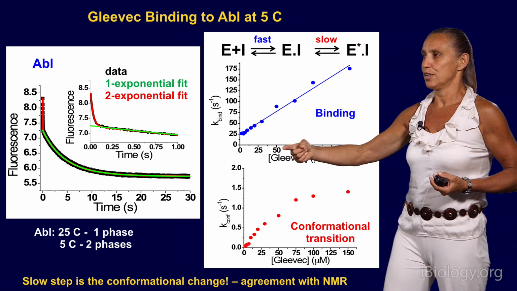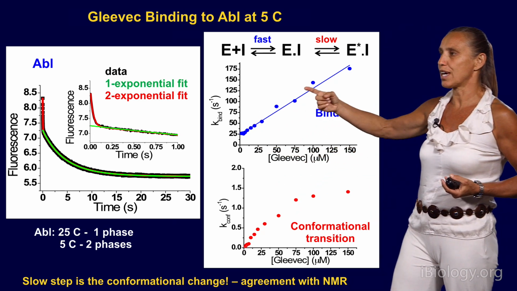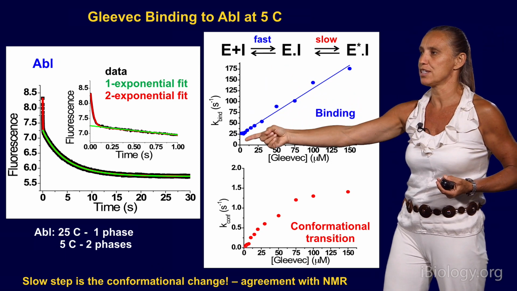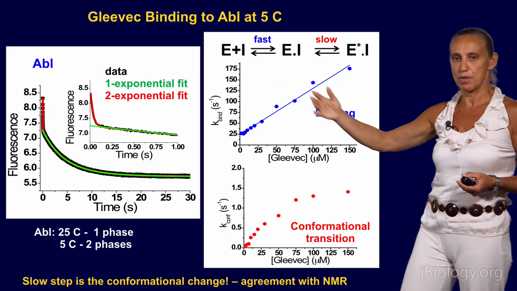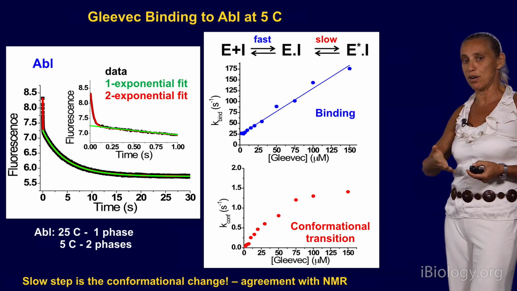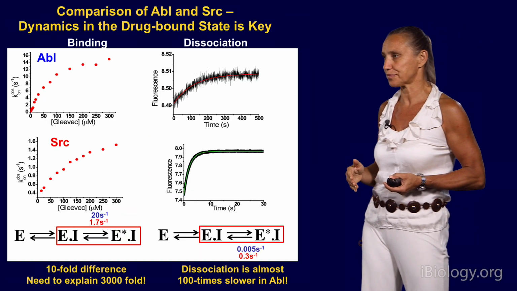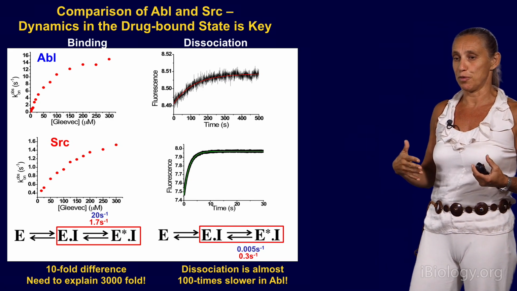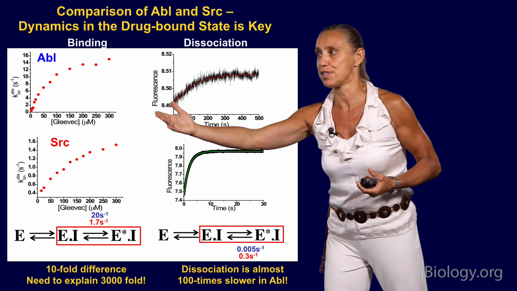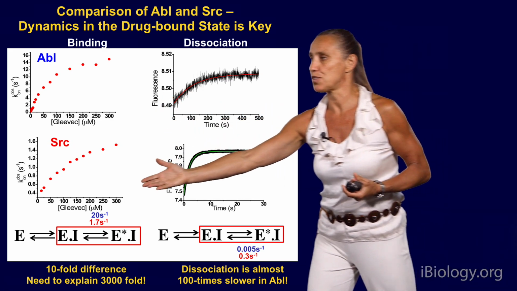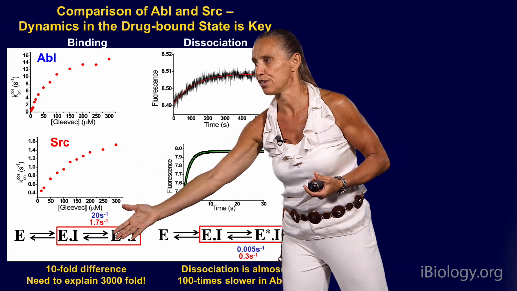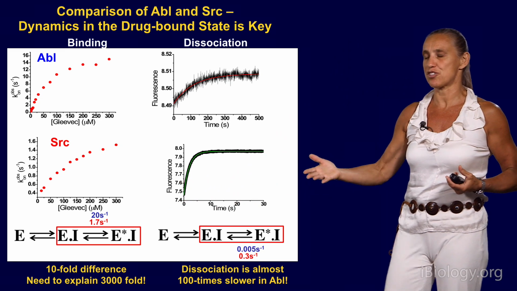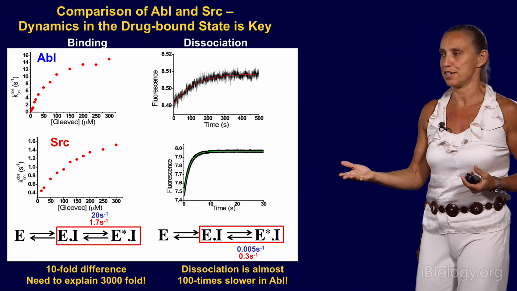So from the slope, you can get the on rate, from the intercept, the off rate, and then this one would be our slow conformational change step. So we can completely quantify our binding process of the drug. Of course, what we want to compare is the tight binder Abl with the weak binder Src. And what you see is that this slow step is about a 10-fold difference over here. But remember, we are looking at a 3,000-fold difference in affinity.